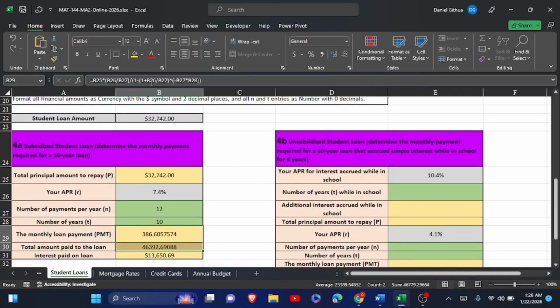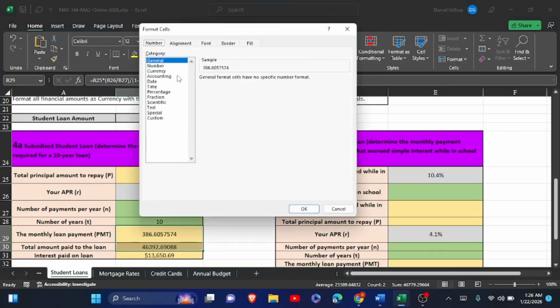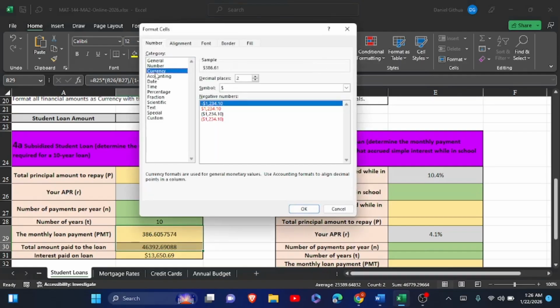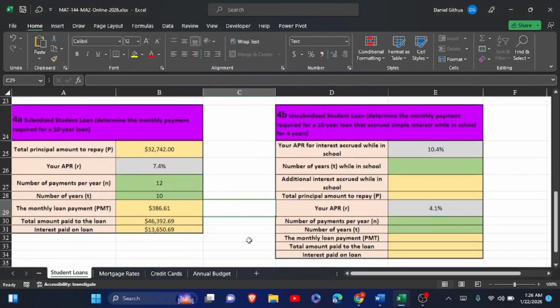Now this one, put them into dollar sign with two decimal places. Let's just use number and then currency. Okay, and that's it for the first part.